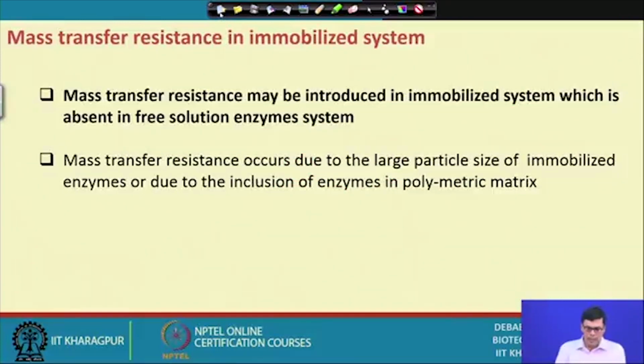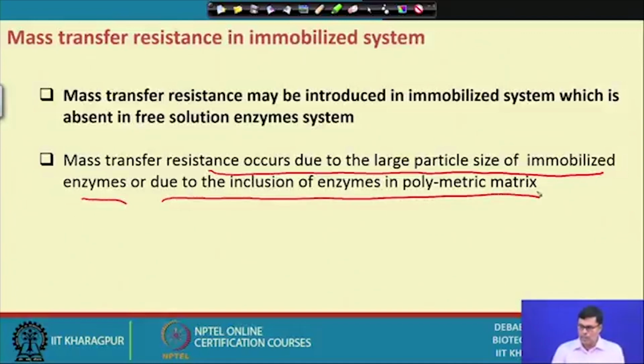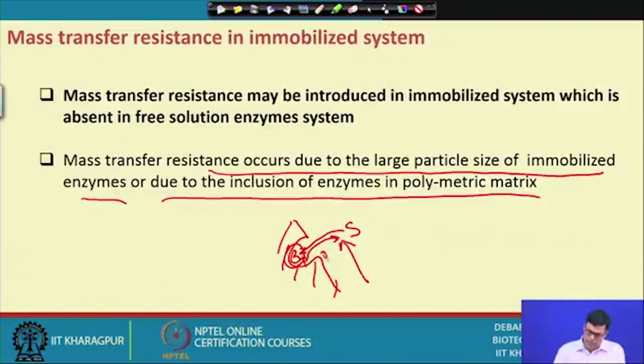The mass transfer resistance occurs due to the large particle size of the immobilized enzyme and due to inclusion of the enzymes in the polymeric matrix. So, I can explain this mass transfer limitation in a little more detail. Suppose this is the pore of the solid matrix, with the enzymes inside. Naturally, the substrate has to diffuse inside, and then and only then can it interact with the enzyme, and when the product forms, it has to diffuse out from the surface of the solid matrix to the bulk.